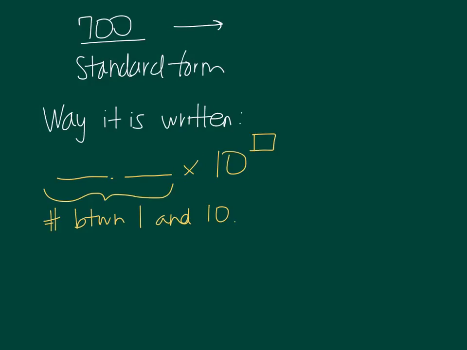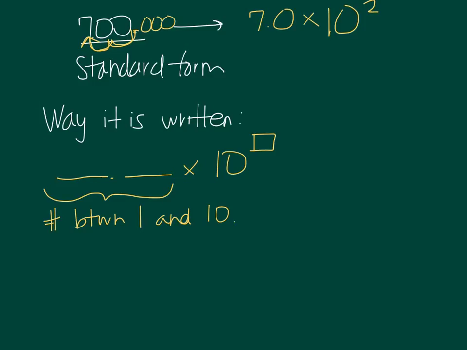For example, 700. The decimal is right here, right? Because 700 is 700.000. Now, if I move it here, the number is 70. It's not between 1 and 10, so I have to move it one more time. This number is between 1 and 10. It's 7, right? So we write it as 7.0 times 10 to the second power, since we moved it to the left twice. All right?